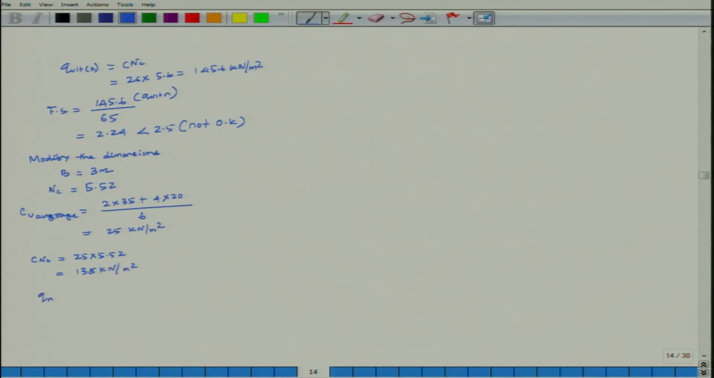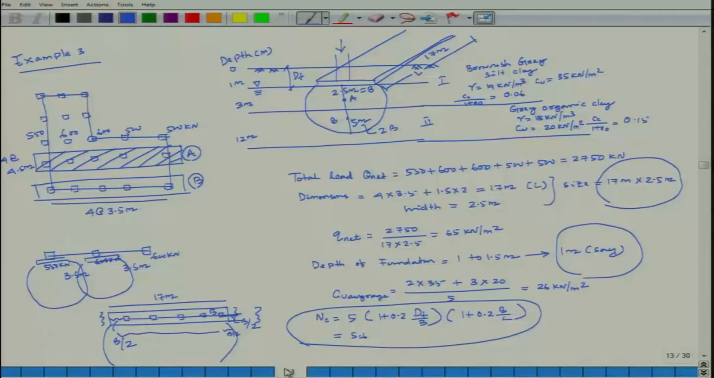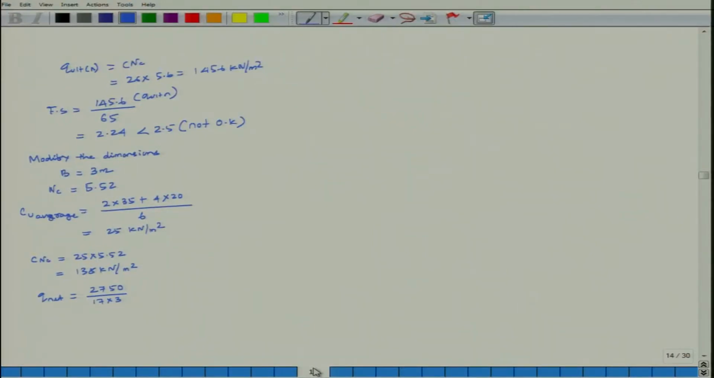Now, Q net, 2750 divided by 17 into 3. Q net has to be changed. If you look at Q net, 2750 is the total load and the dimension is changing, so Q net also changes. So, it will be 17 into 3, length is 17, width is 3, and with this 17 into 3, this comes out to be 53.92 kilonewton per meter square.